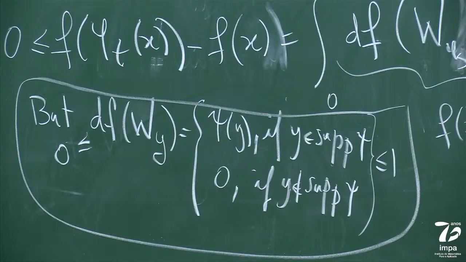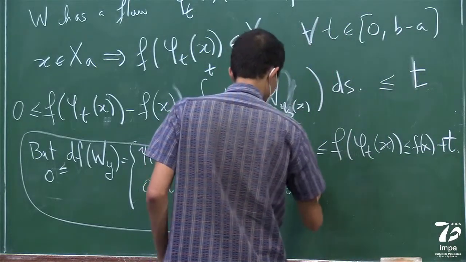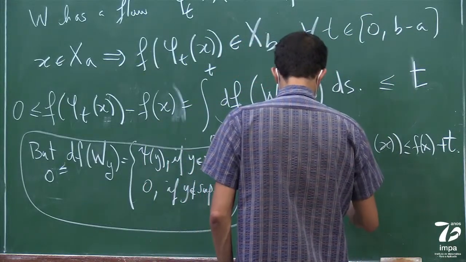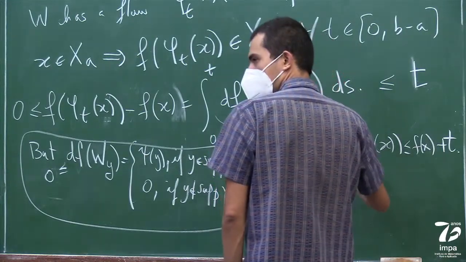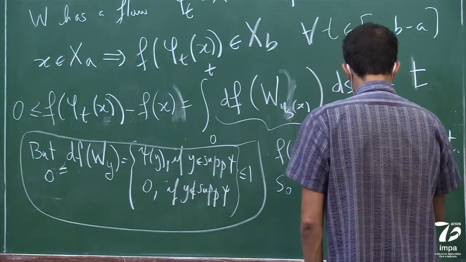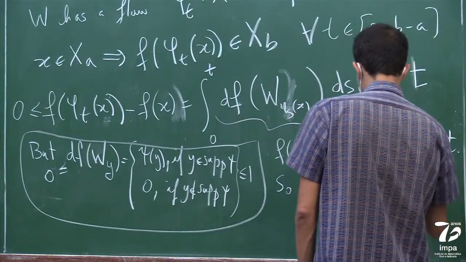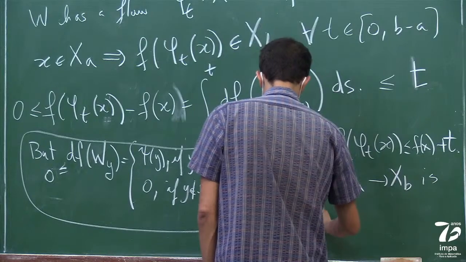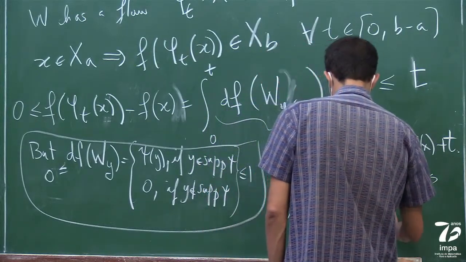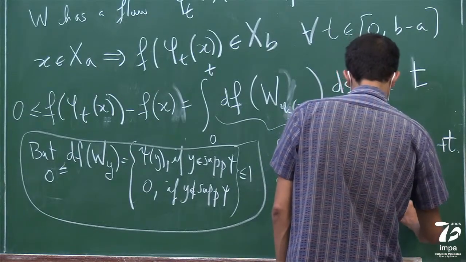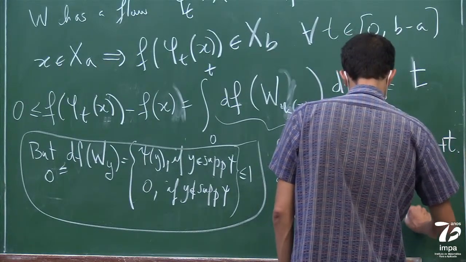Okay, so this implies in particular that the flow maps XA into XB. And this is well defined for t between 0 and B minus A.